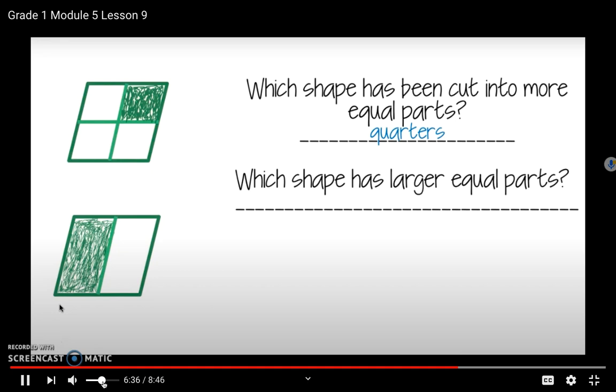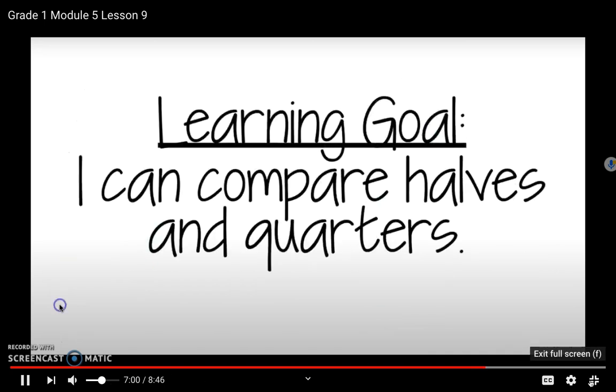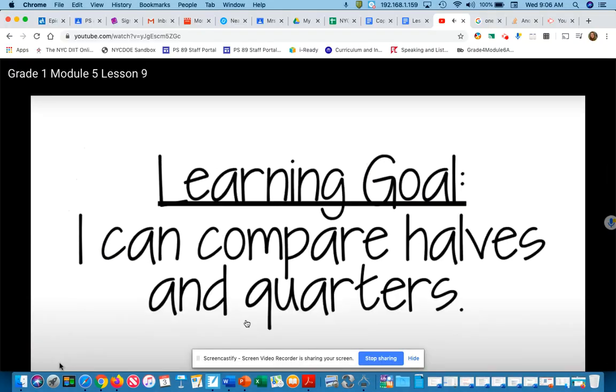Which shape has larger equal parts? Which picture shows a part that's been colored in that's the bigger one? Yep, you're right, the halves. Because it's only 2 parts, so it doesn't have as much to chop up. And then finally, which shape has smaller equal parts? Right again, friend, the quarters. It had to be chopped up into more pieces, so of course the pieces are going to be smaller. Our learning goal for today says I can compare halves and quarters, and that's exactly what we've been doing.